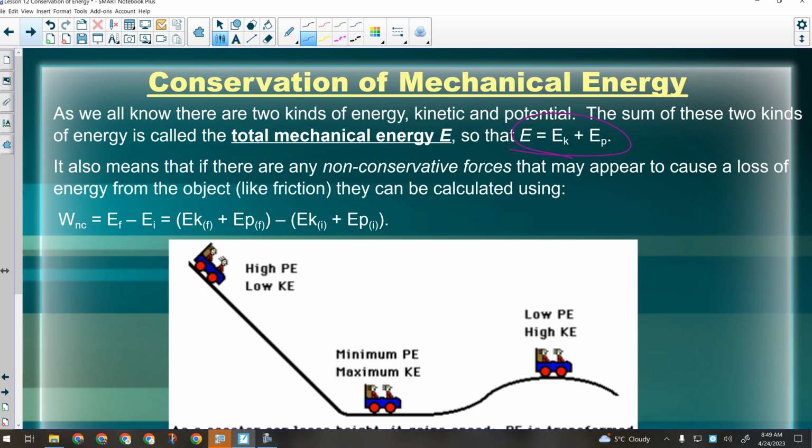It also means that if there are any non-conservative forces, friction being the most common non-conservative force, it may appear to cause a loss of energy from the object. And that can be calculated using this formula, which is what we were using last week when we did the work energy theorem. Work is the change in mechanical energy. Final minus initial. Here's our final mechanical, here's our initial mechanical. That's the formula we use.